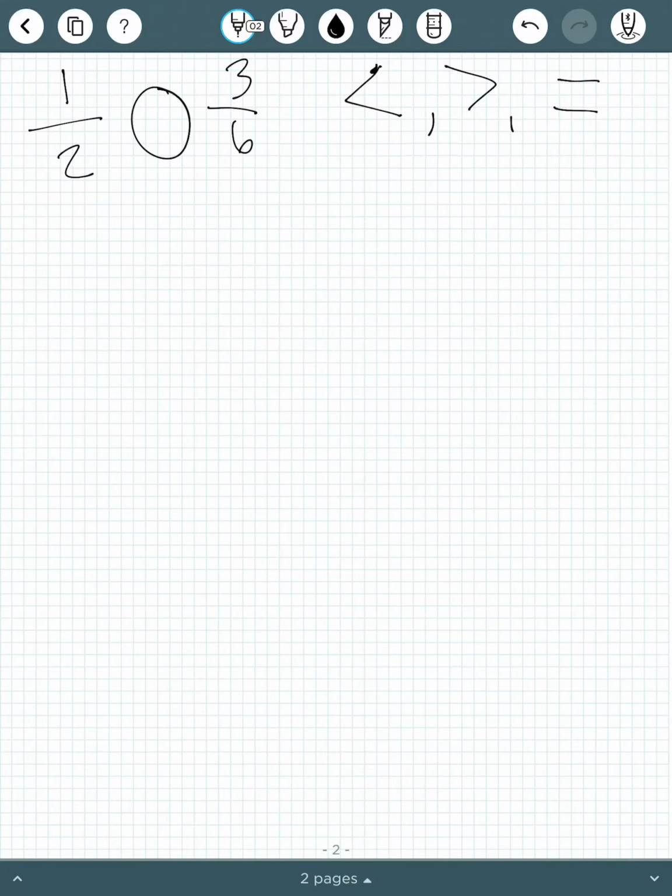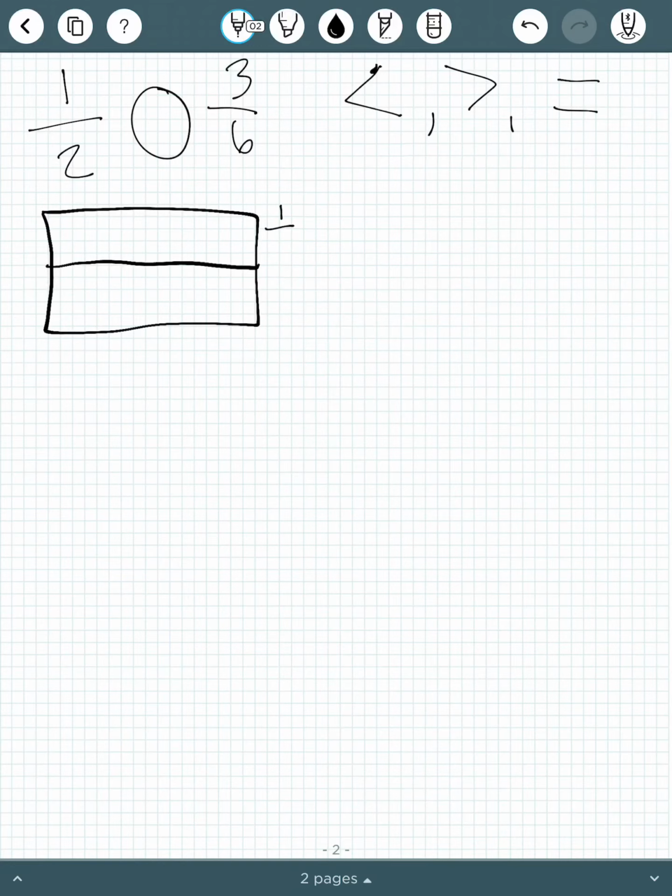I'm sorry, less than, greater than, equal to. So then they could do one of two things in showing that to me. They could give me, I'm going to use this as my 1/2 and this is my 3/6. They could draw an area model so they know that this would be half, and then we would have to split this one into 6, so then we have half, and then we would have to do 3 parts on this side and 3 parts on this side.